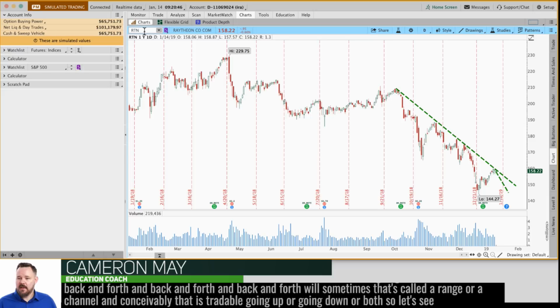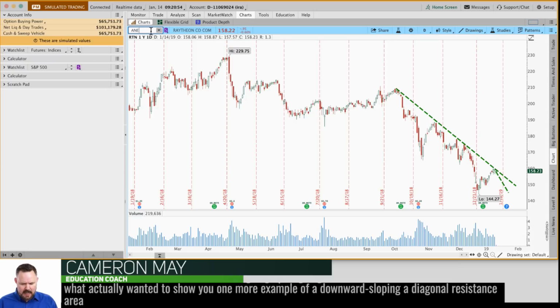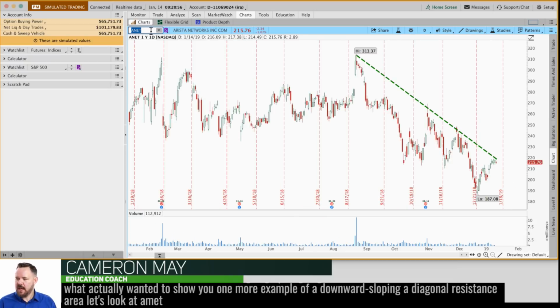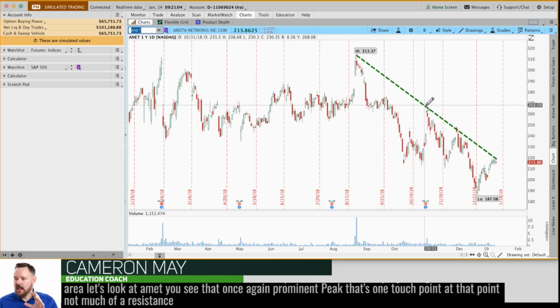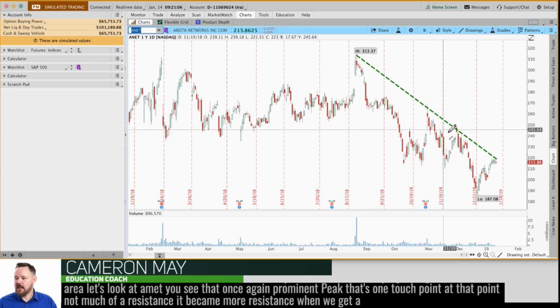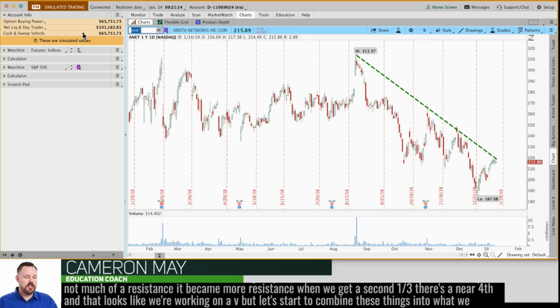So, you know what, actually I wanted to show you one more example of a downward sloping diagonal resistance area. Let's look at ANET. You see that? Once again, prominent peak. That's one touch point. At that point, not much of a resistance. It became more of a resistance when we get a second, a third, there's a near fourth, and now it looks like we're working on a fifth.